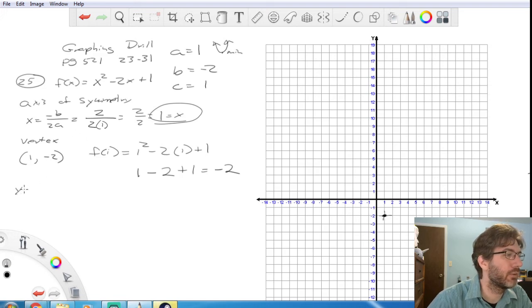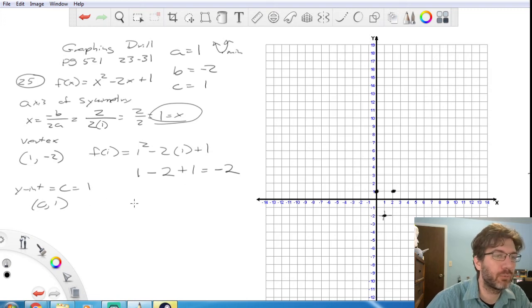Next we want to find y-intercepts. Y-intercept is going to be equal to c, which is 1, so that's at 0, 1, which is up here. Knowing that line of symmetry, you know this is also a point on the graph because of the reflection. And we want to find another point, which will be, I don't know, let's do x is 3.